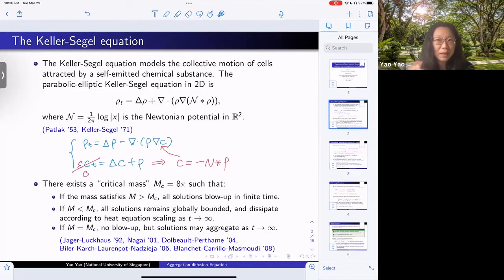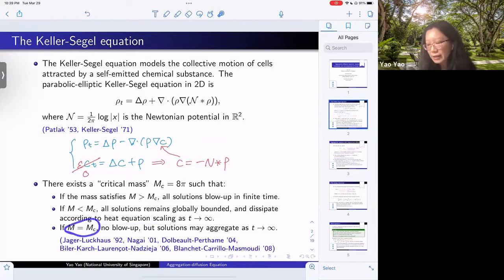For this equation, mathematically, there is a very interesting phenomenon called the critical mass phenomenon. Mass here is just the integral of rho, which is the quantity that is conserved in time. It is known that if the mass is supercritical, then all solutions with initially finite second moment will have a finite time blow up. And if the mass is less than the critical mass, then all solutions will remain globally bounded in time. And as time goes to infinity, they will be dissipating according to the heat equation scaling.